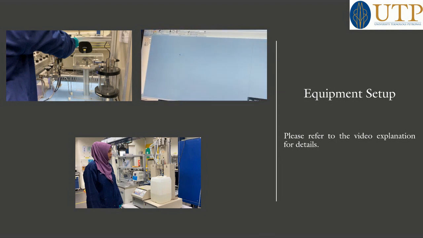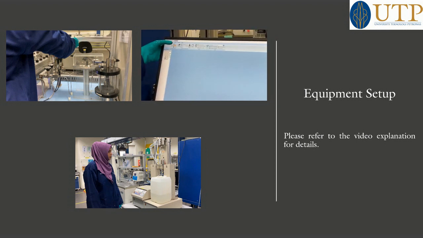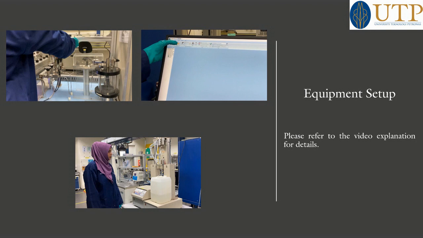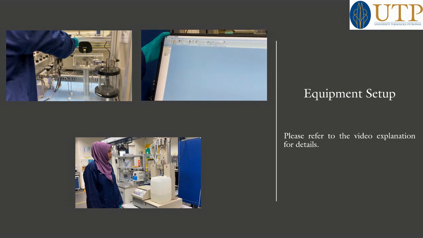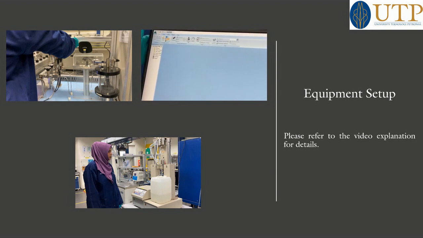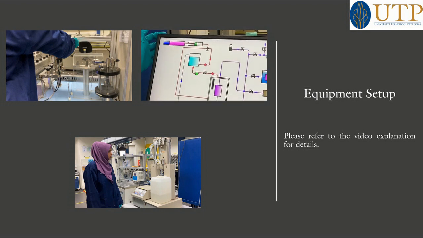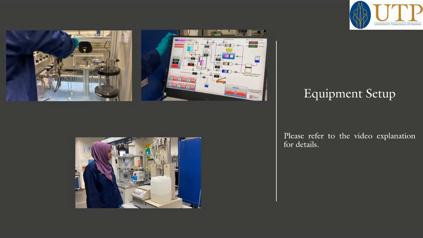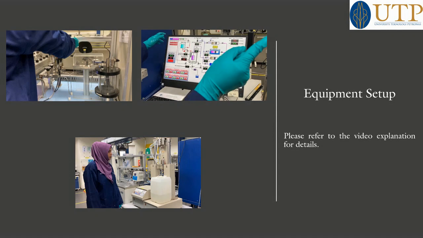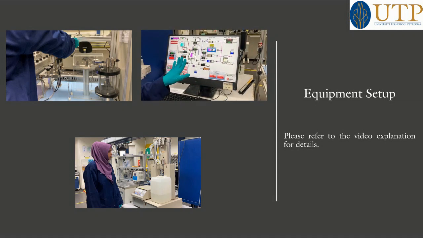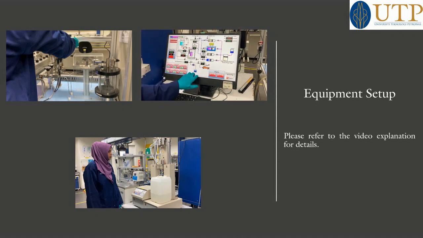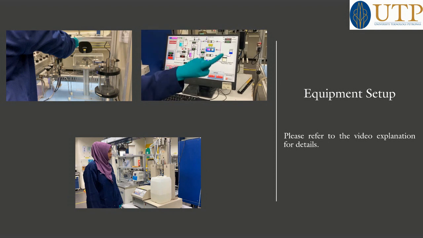Okay, now you can see in this screen there is one option for run and one option for stop. Now it's in stop condition, so now we will run it. We already turned on the power button, that's why this software can now take all the pressures from the pressure gauges.